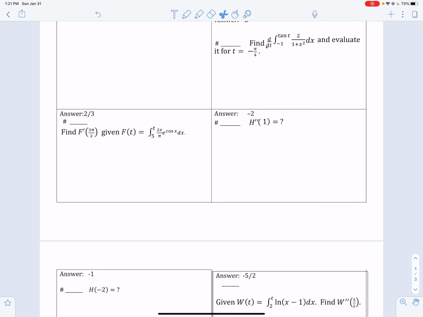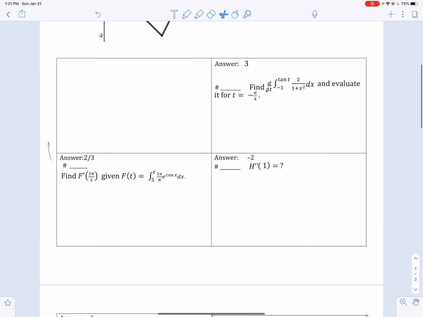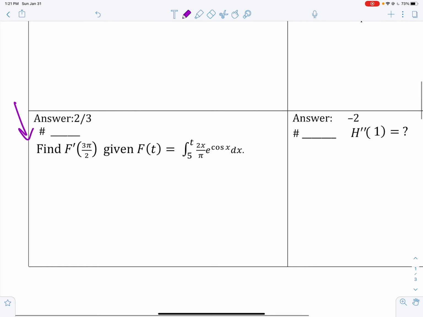Okay, let's do the circuit together just so you guys can replay if you have questions. So we'll start here. F prime of 3 pi over 2 given f of t is that integral. Okay, so you want to first find the integral and then plug in.